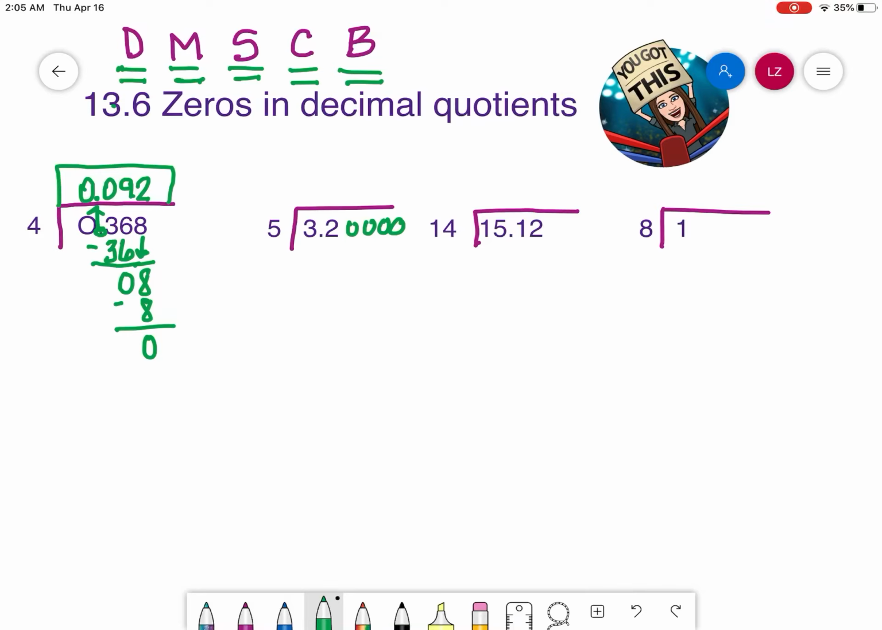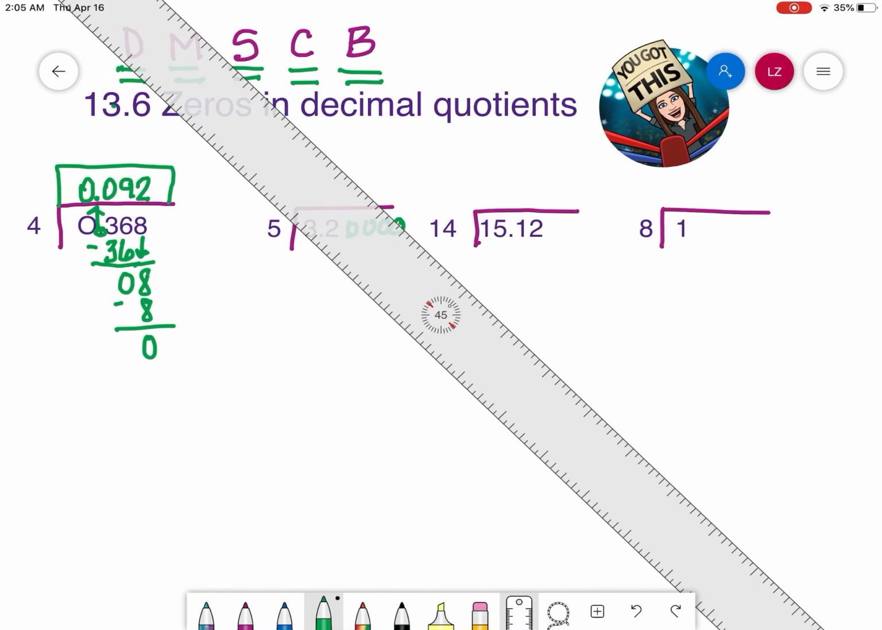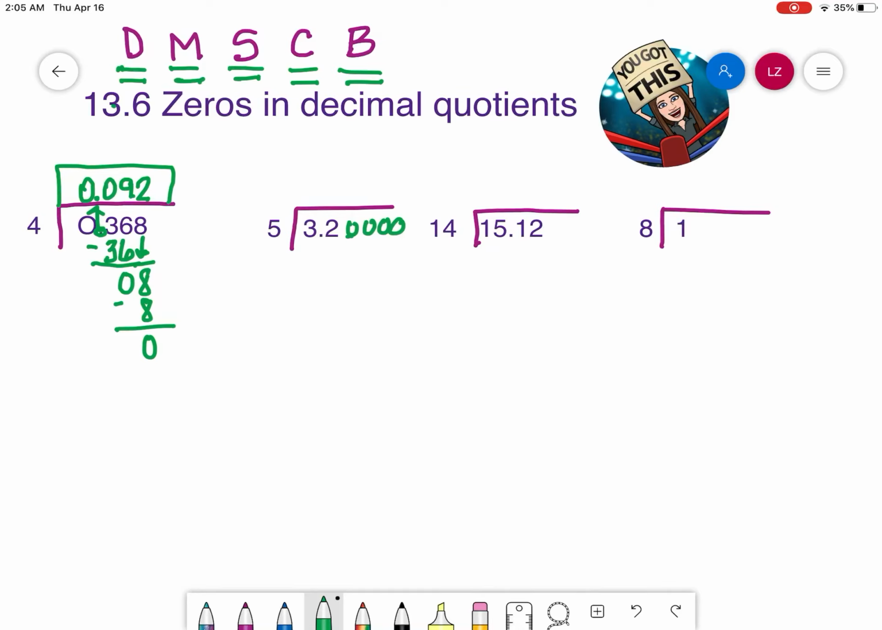Now let's talk about this. Is there a difference between 3.2 and 3.20? Or 3.200 or 0000 or zeros till infinity? No. Well, let's get rid of that ruler. These zeros are not changing the value of the decimal at all. That's why we can add them and get rid of our remainder. Okay, so let's try this.